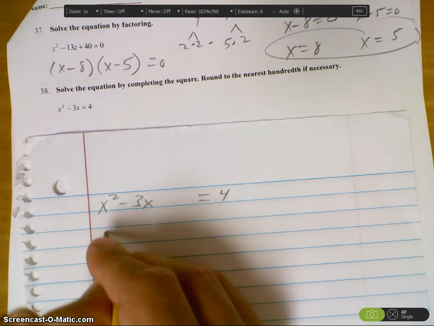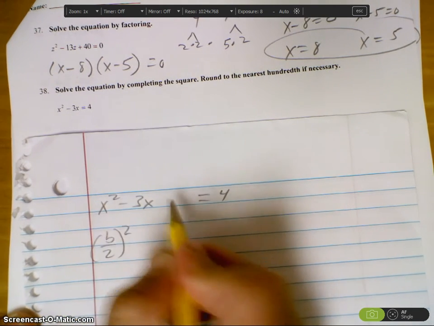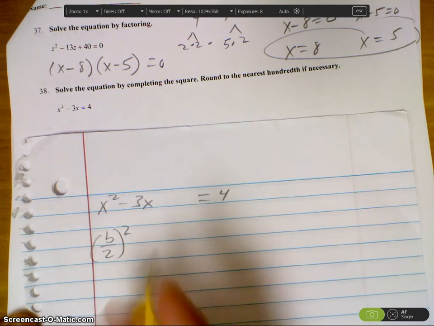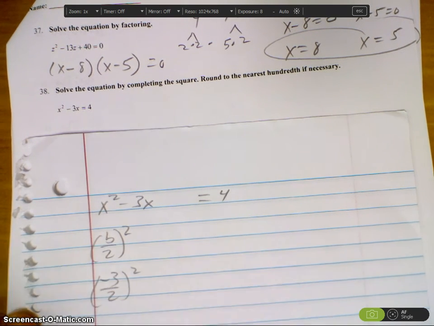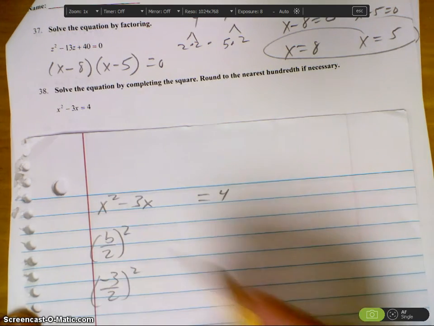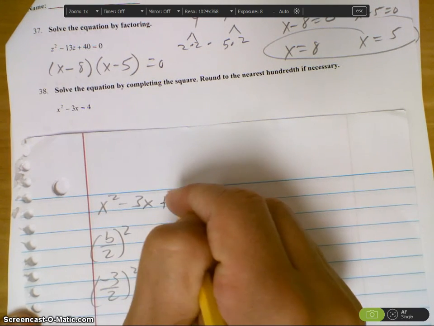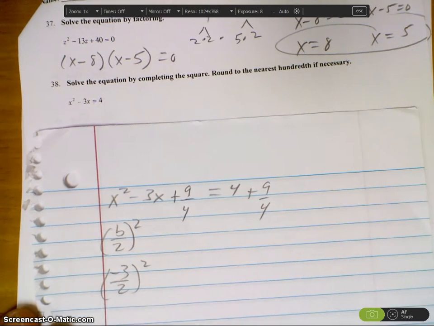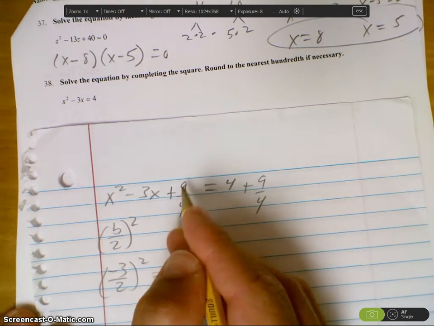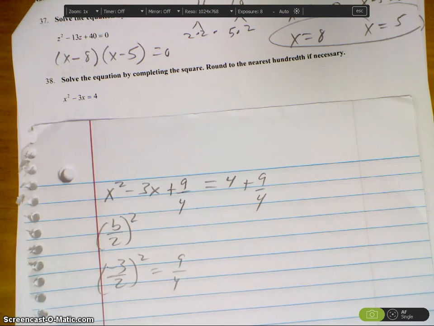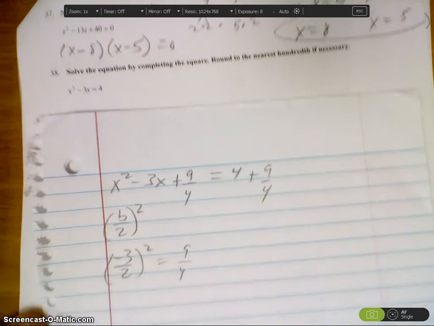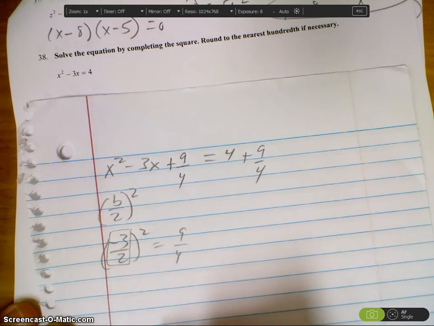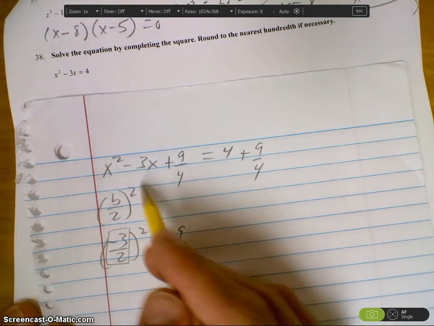When you complete the square, you need to know what b over 2 squared is, and that's what you're going to add to both sides of the equation to make it a perfect square trinomial. Negative 3 over 2 squared is that value up there, which ends up being positive 9/4. I'm going to add that to both sides. It'll always be adding because you're squaring the number, so any negative number will become positive. Now we're going to make a perfect square trinomial, and if you remember from your notes, that is what this will factor into.